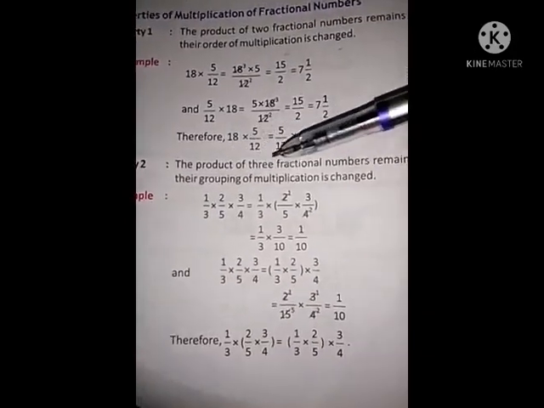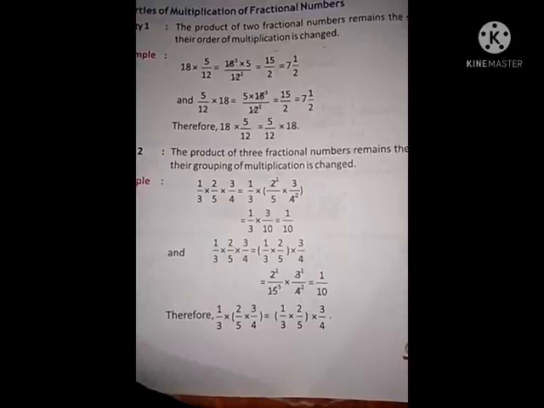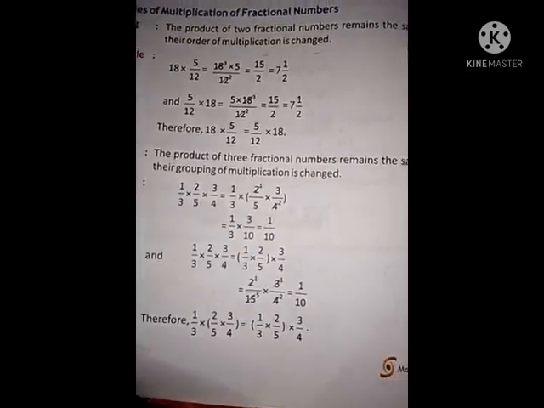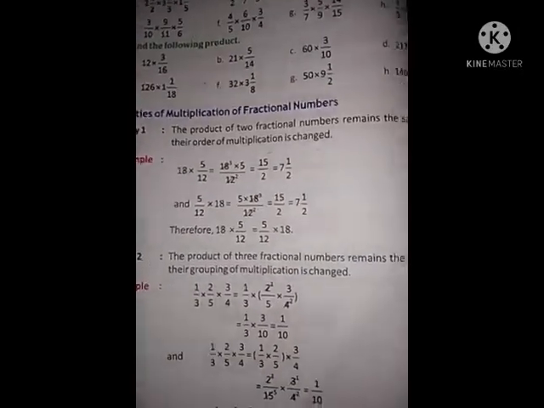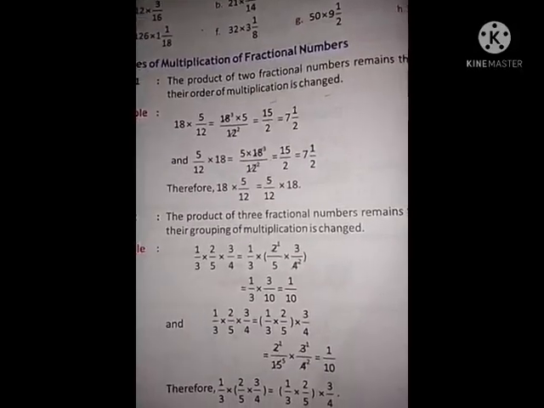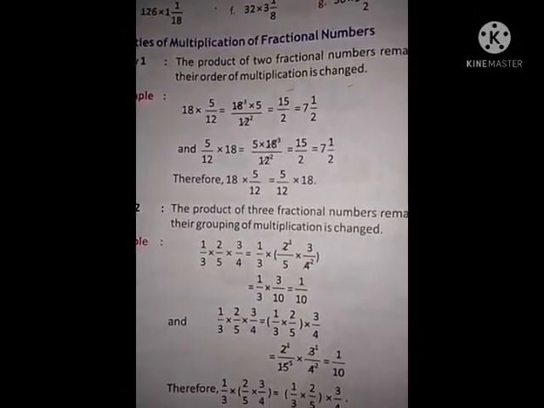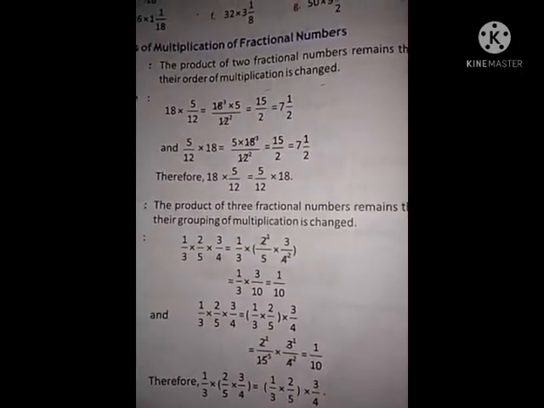Okay? See property 2. The product of three fractional numbers remains the same even if their grouping of multiplication is changed. If we are multiplying three fractional numbers, then if we group the fractional numbers at the time of their multiplication, the product will remain the same. No change will be there. See the example.